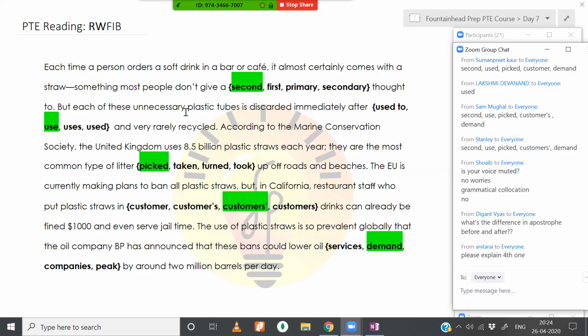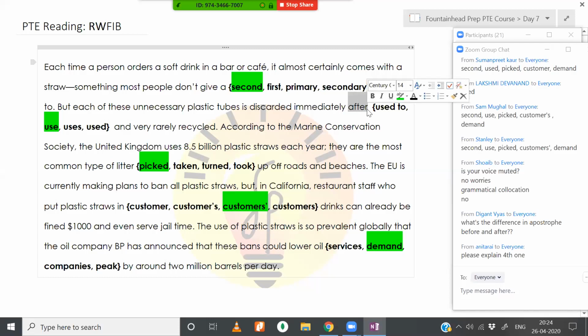So see, each of these unnecessary plastic tubes is discarded immediately after use and very rarely recycled. If it was used, then you would have to completely reconstruct the sentence. Something like: but each of these unnecessary plastic tubes is discarded immediately after it is used and it is very rarely recycled. Here you have to use after use. So is it clear to all of you who made this mistake? Whoever mentioned it as used, is it clear?